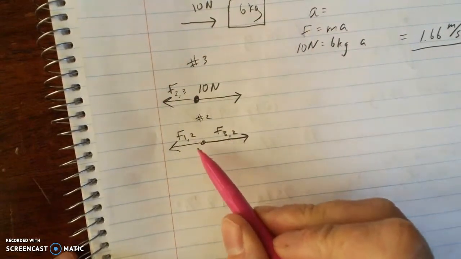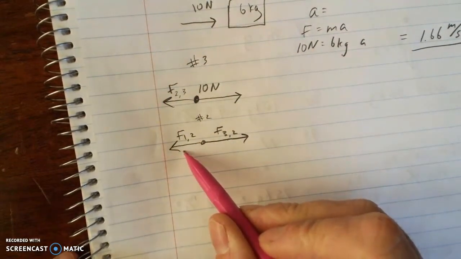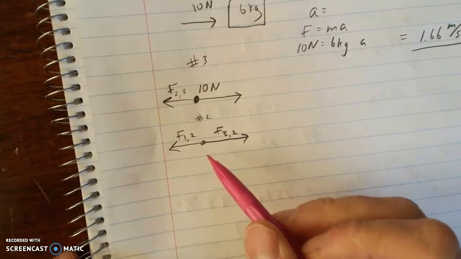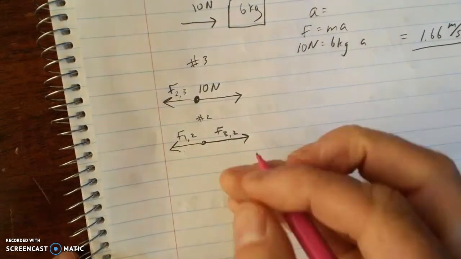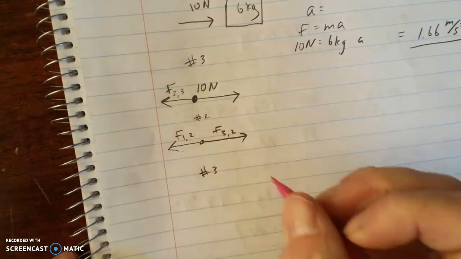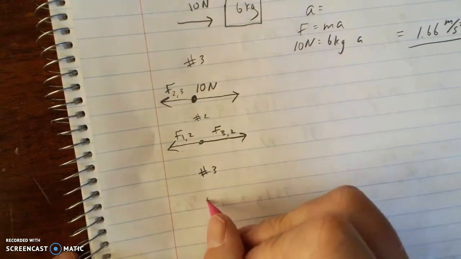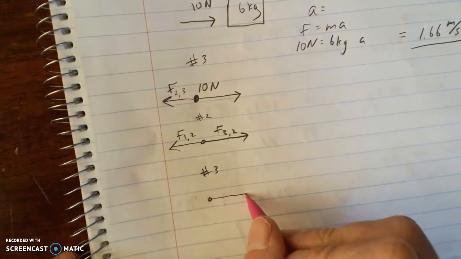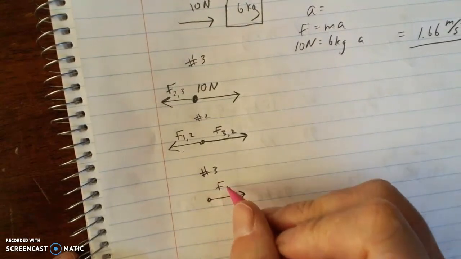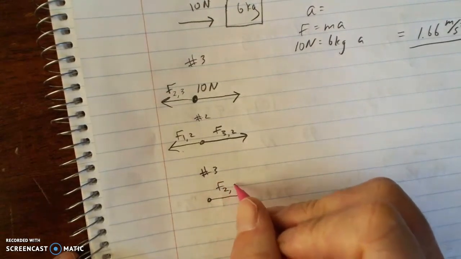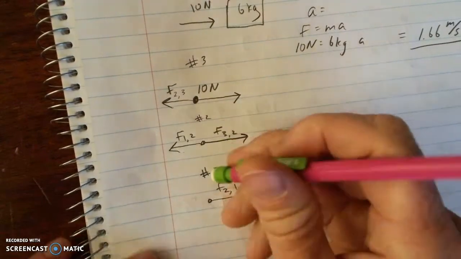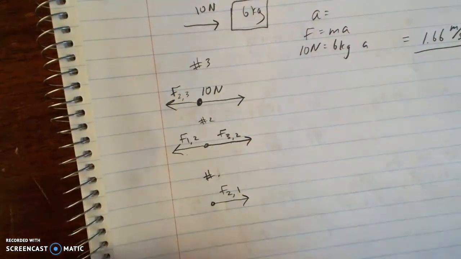This one has to be bigger than this one. Why? Because they're all accelerating at the same rate of 1.66. And then the diagram for block number 1 would look like this. There would just be the force by block 2 on block 1. Sorry, this is a diagram of block 1.